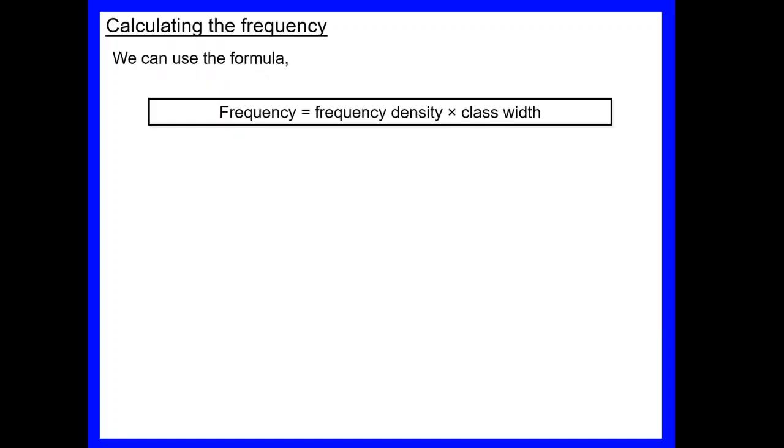Okay, so we're going to have a look today then at calculating the frequency. So we've rearranged our previous formula for frequency density to find frequency. So remember, frequency is the area of the bar. So it's the frequency density times the class width.